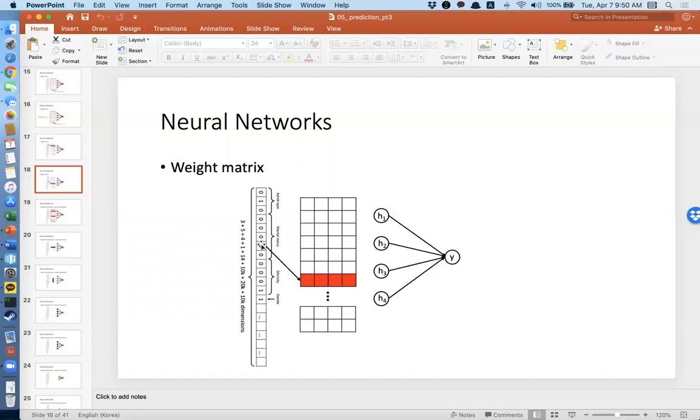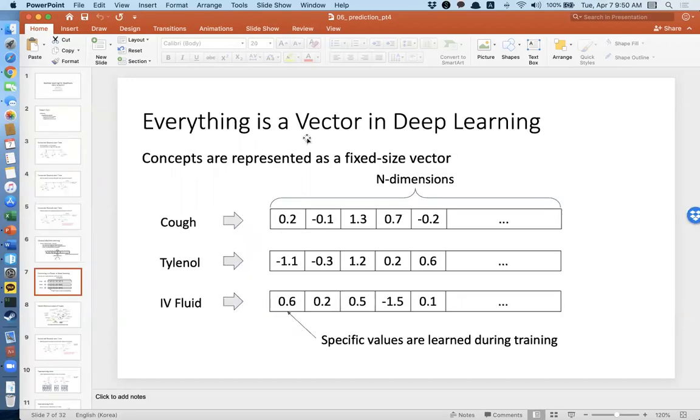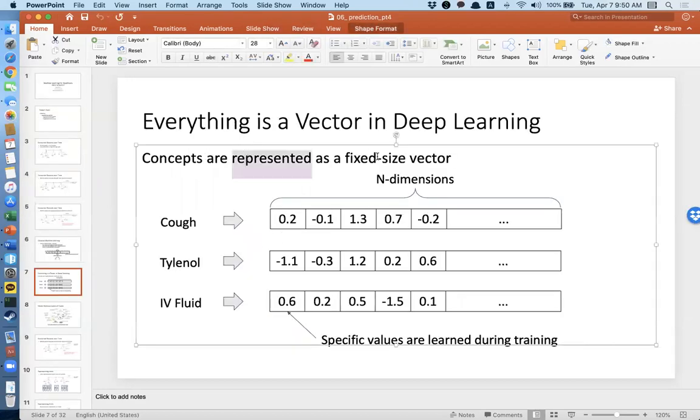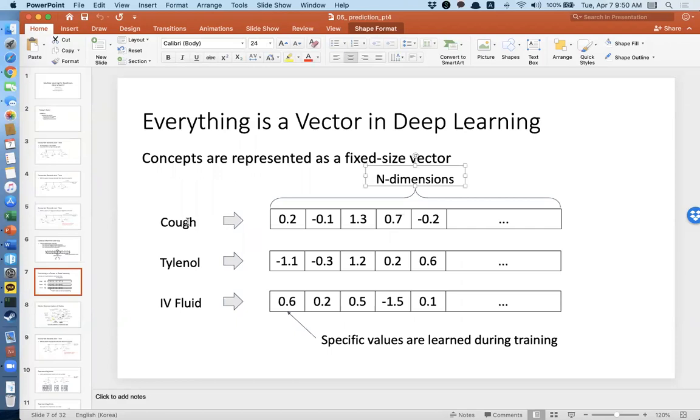So in the same sense, in neural networks, features are represented as a vector, or sometimes people call that embedding, or latent embedding, or distributed representation. There are a lot of names, but people usually call that embedding. So concepts are represented as a fixed size vector. In the previous slides that I've just shown you, they were using a four dimensional vector, but let's generalize. Let's say we're gonna use an n dimensional vector to represent each concept.